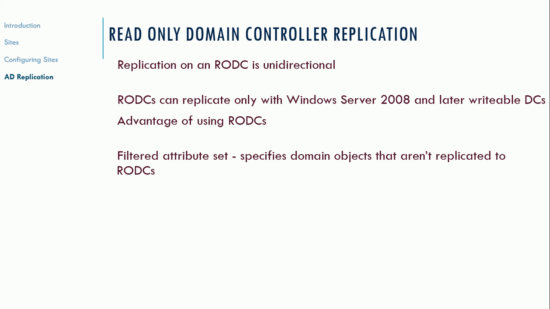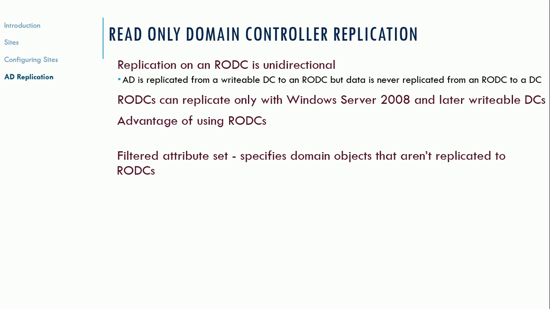So it can receive an update, it can receive replication information, but it never actually sends those. So you can't, for example, change your password using a read-only domain controller and expect that to replicate. In fact, something like that would require a domain controller that's not read-only. So it's a unidirectional replication. It's only replicating to the read-only. RODCs can replicate only with Windows Server 2008 and later writable domain controllers. The advantage of using them is you can limit which accounts' passwords are replicated to an RODC, say at a remote office, for example.